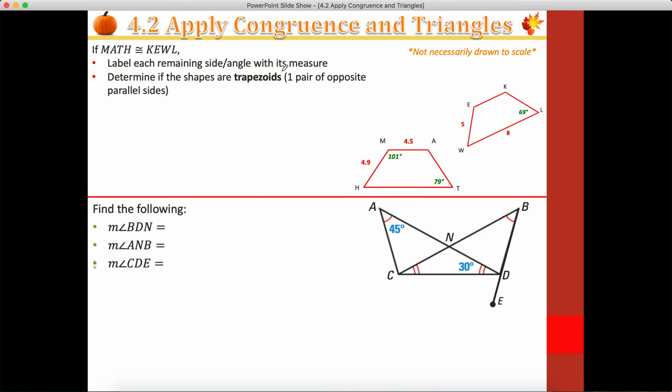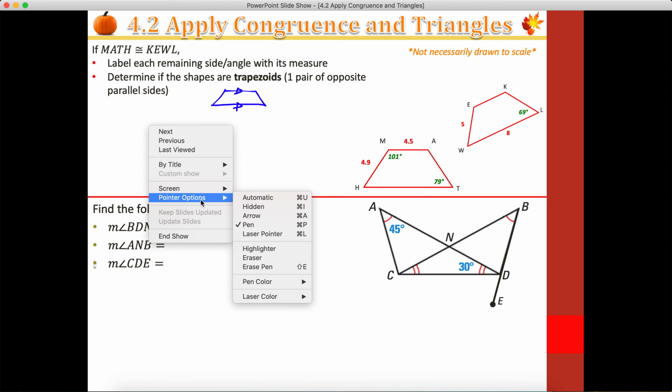Label each remaining side and angle with its measure, and then determine if the shapes are trapezoids. Trapezoids are defined as being quadrilaterals where there is exactly one pair of opposite sides that are parallel to each other. So like these, and then not the ones that obviously, if I were to extend them, they'd intersect. So basically, do I have this? I'd have to show that these two lines, or sides, are parallel to each other as well as these two. We have to do a little bit of work to get to that point.